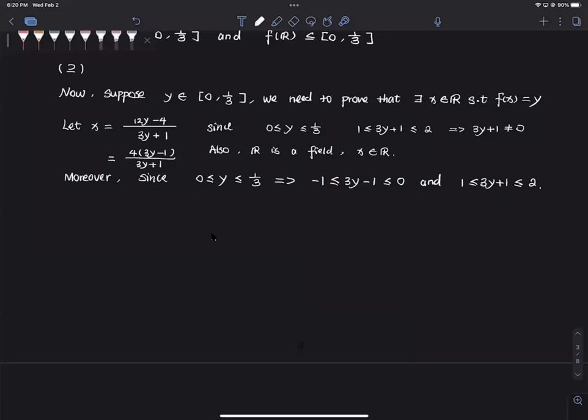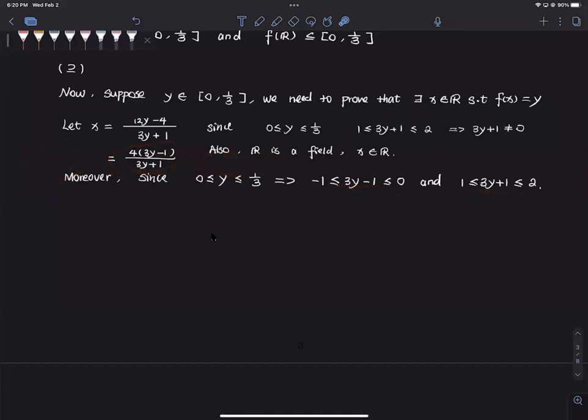Now, remember what I need to show. I want to show what? I want to show this is in between -4 and 0. 0 is simple because if you divide both sides by this, you still get 0, so it doesn't really matter. But this one is slightly harder.